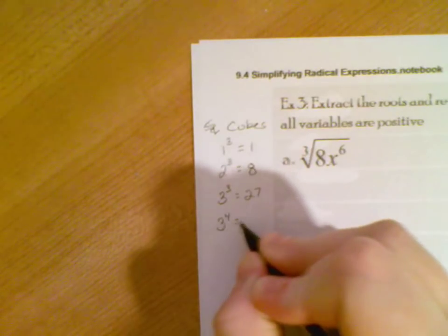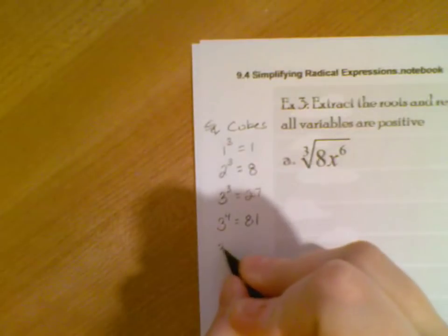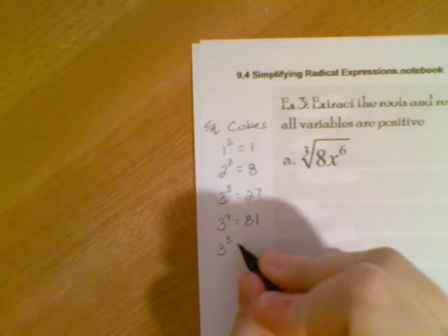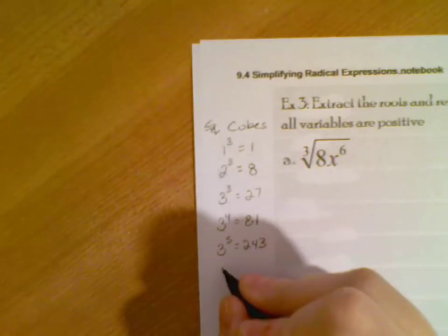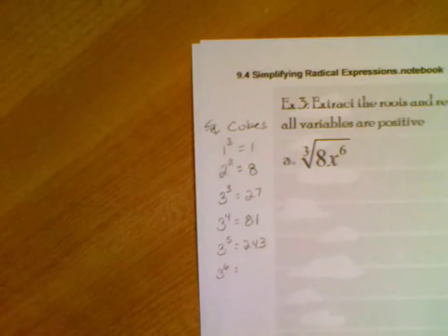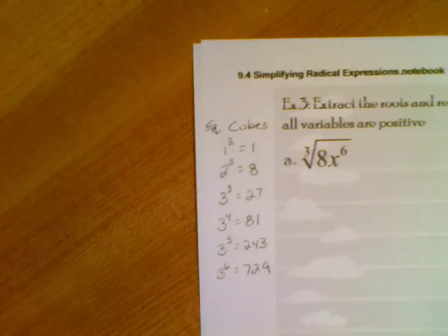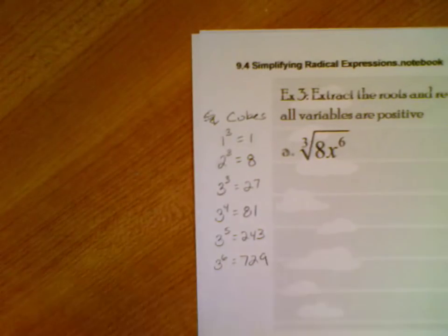3 to the fourth power is 81. 3 to the fifth power is 243. And let's just go one more. 3 to the sixth power is 729. So they get pretty big pretty fast.